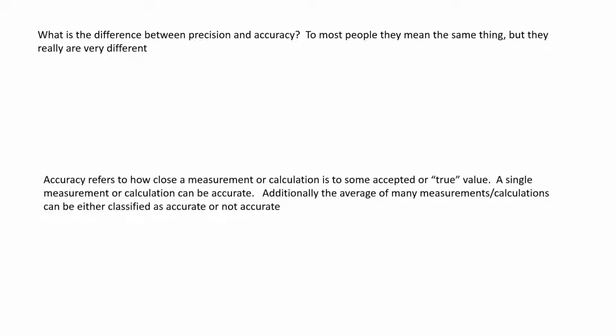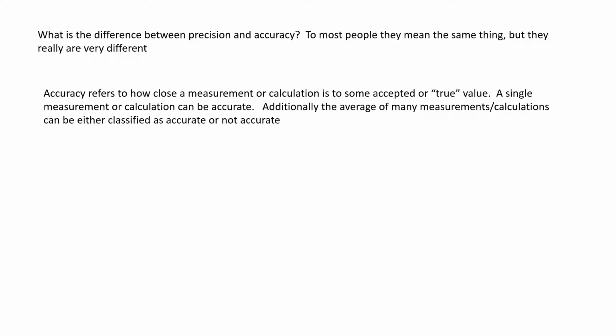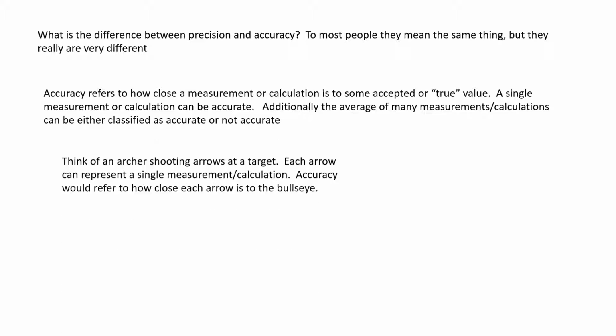What's the difference between precision and accuracy? To most people, they mean the same thing, but they're really very different. I've got an example here that will help you see the difference. Accuracy refers to how close a measurement is to some sort of true or accepted value. A single measurement or calculation can be accurate. Additionally, if you have many measurements or calculations, you can take the average of those, and they can be classified as either being accurate or not accurate.